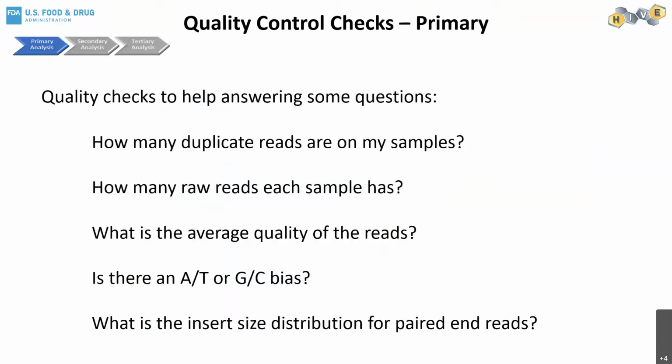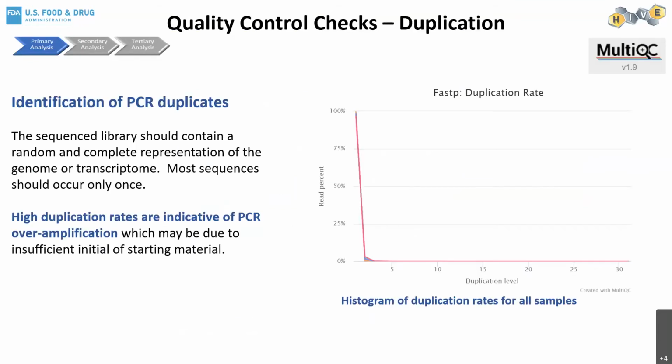With this one, it's like how many duplicate reads are in my samples? How many raw reads does each sample have? What is the average quality of the reads? Is there an AT or GC bias? What's the insert size distribution for the paired reads? So the report in MultiQC gives us most of this information, and all the samples are in those graphs. For example, identification of PCR duplicates.